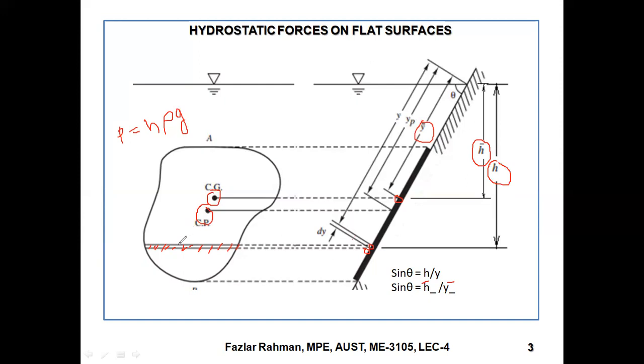Now, what is the area of this segment? We can say this area is dA. So the force working on that small area, if I call it dF, is dF equal to the pressure times the area, which is dA. Then if you do the integration, we can figure out the force working on the whole plate. That is the approach we will follow.